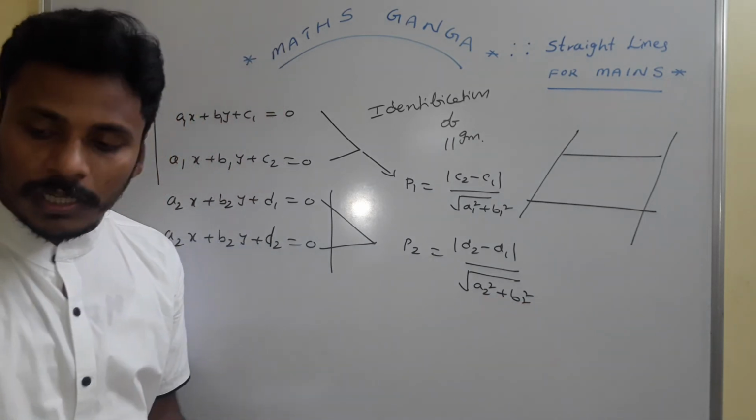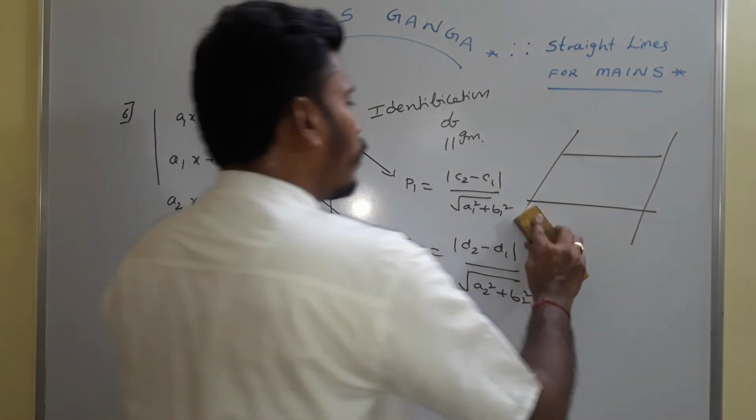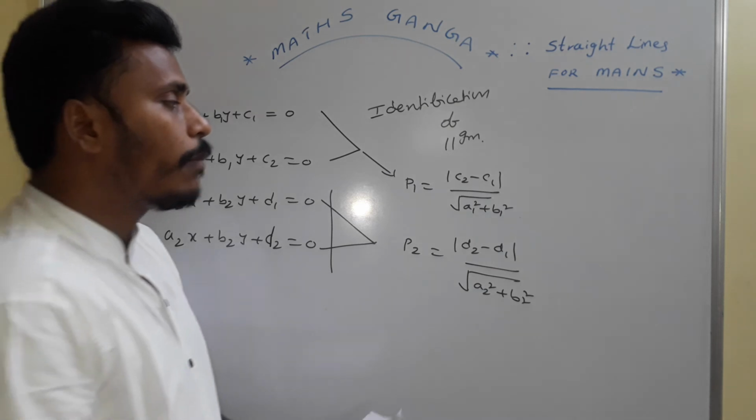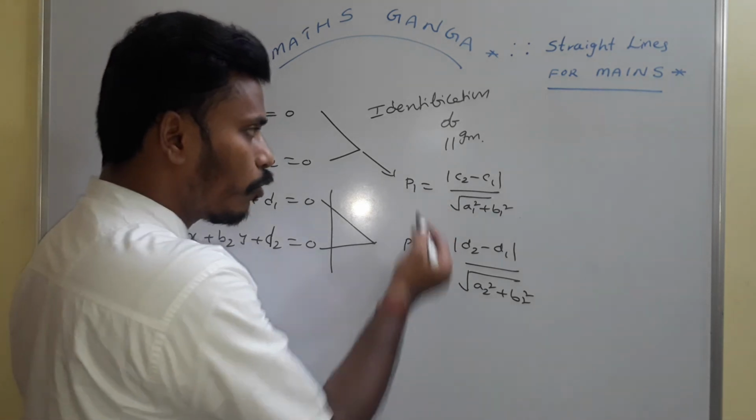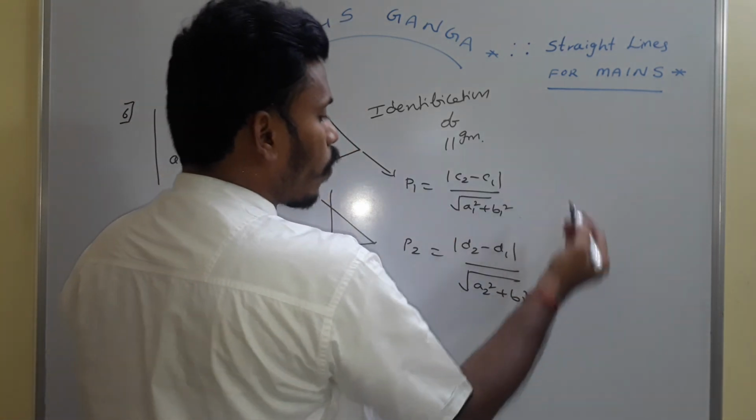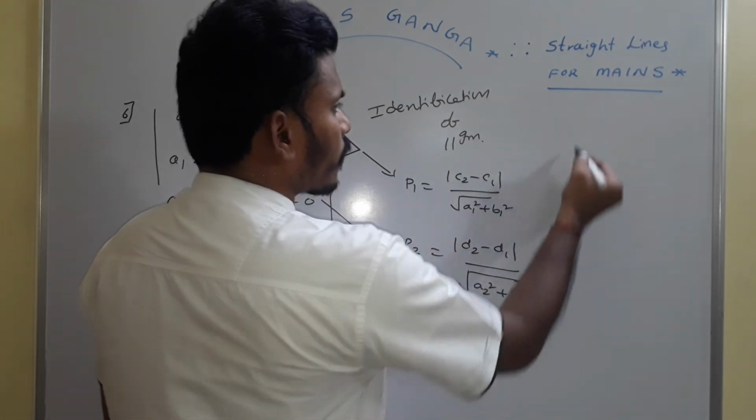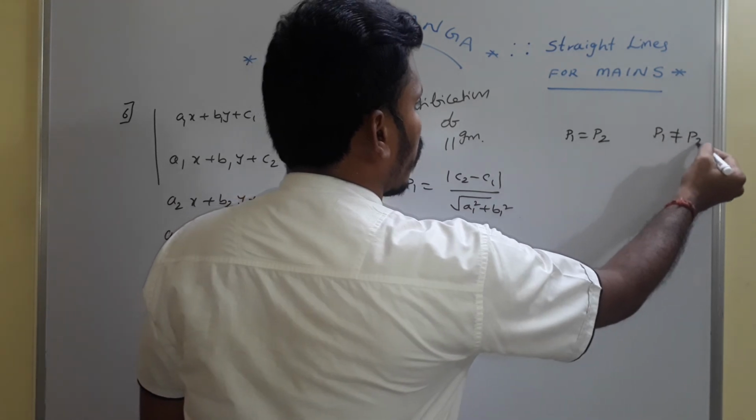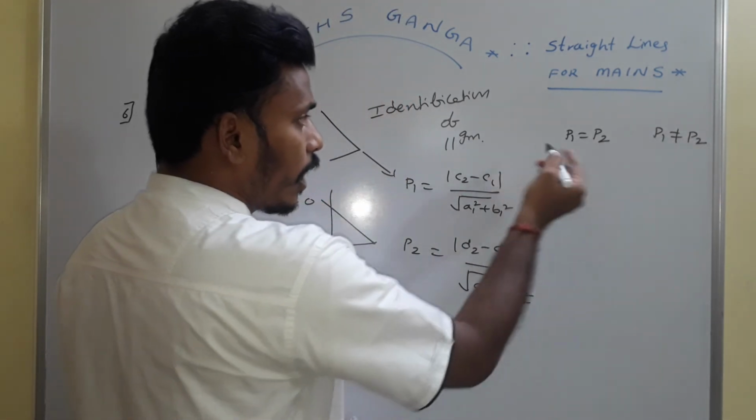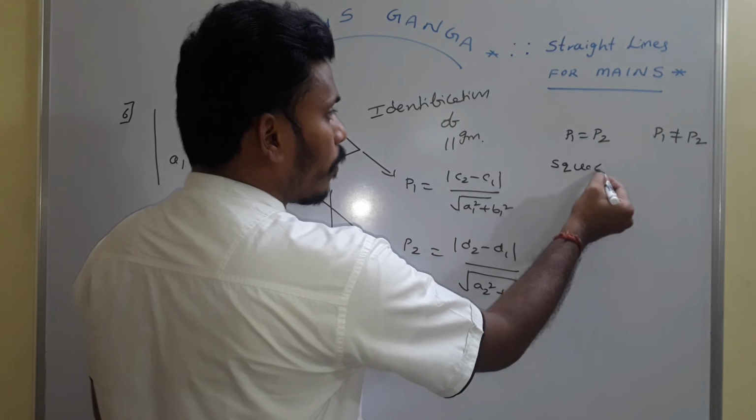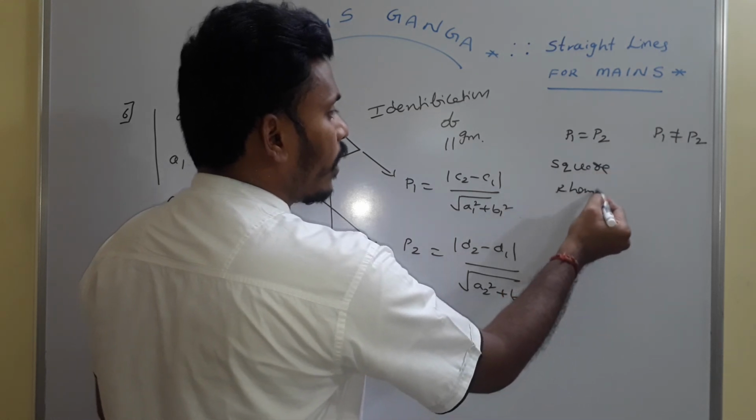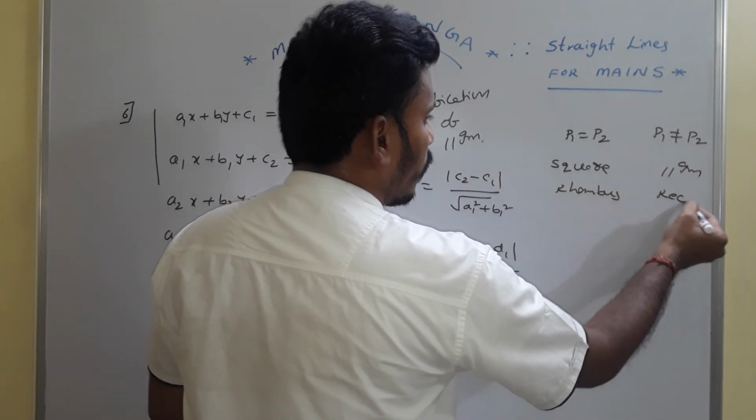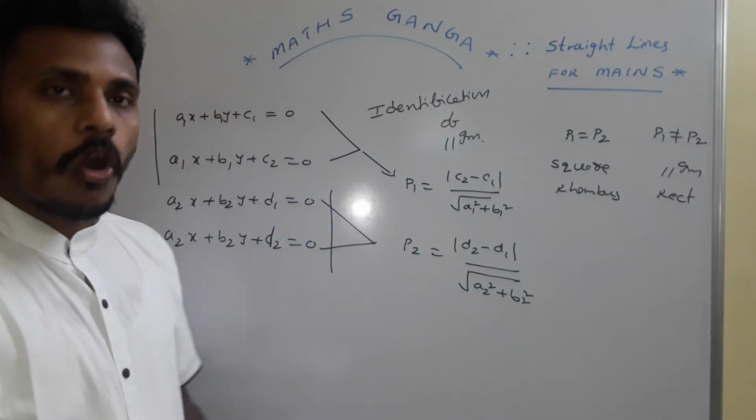Now you just think about the distances between those two parallel lines. If the distances are the same, then there may be a square or rhombus. And now we need to think about these distances, right? What I am going to tell you is, P1 equal to P2 is one case and P1 not equal to P2 is another case. If P1 is equal to P2, then the possibilities are either square or rhombus. If P1 is not equal to P2, then the possibilities are either parallelogram or rectangle.